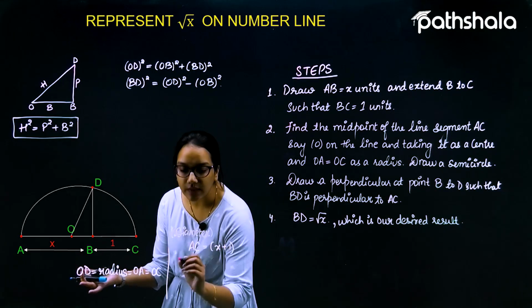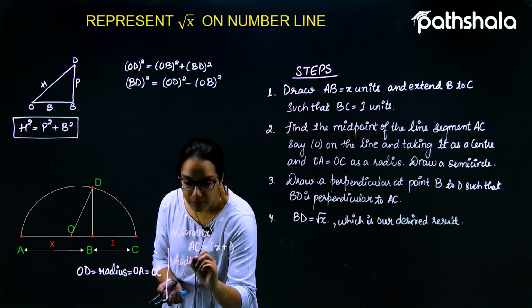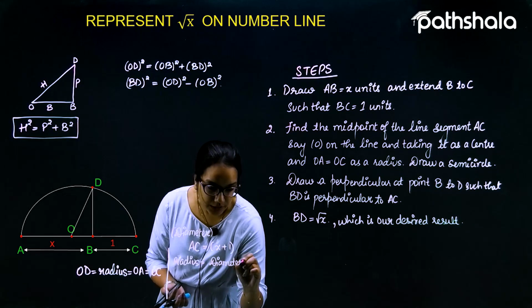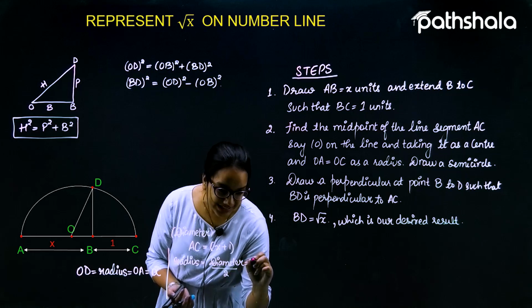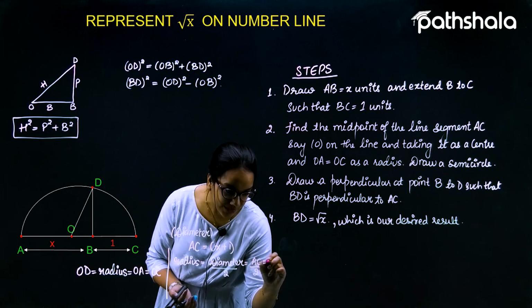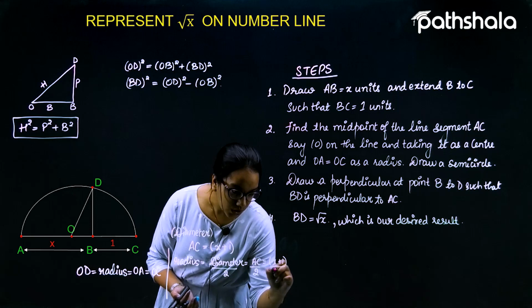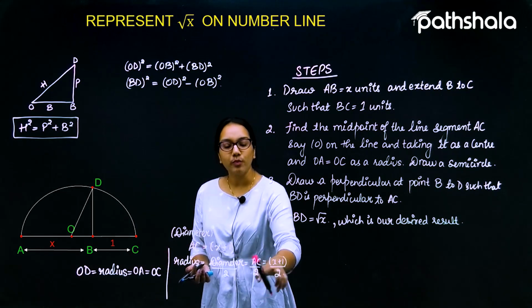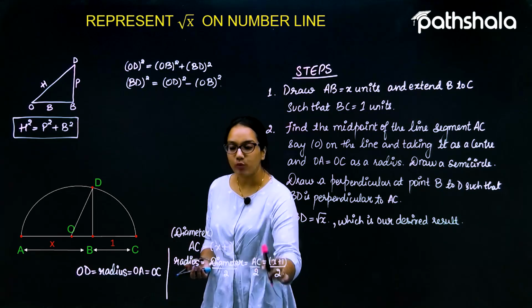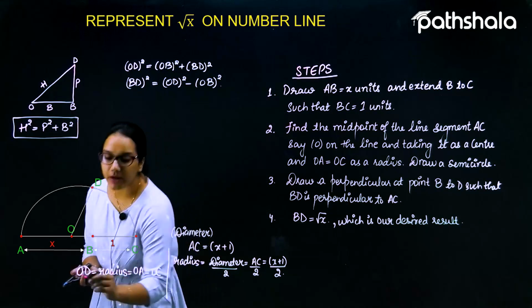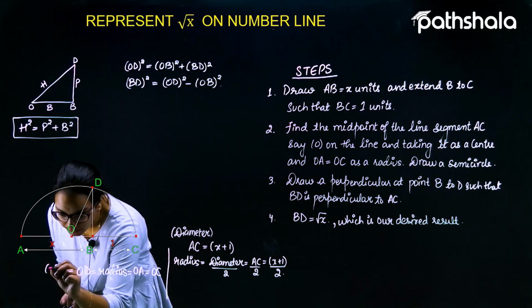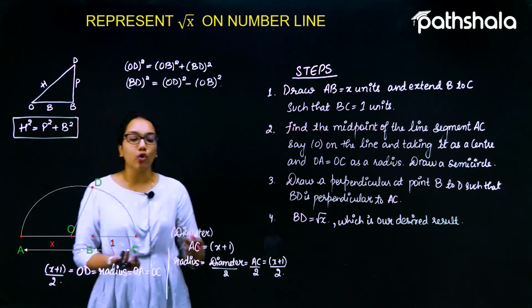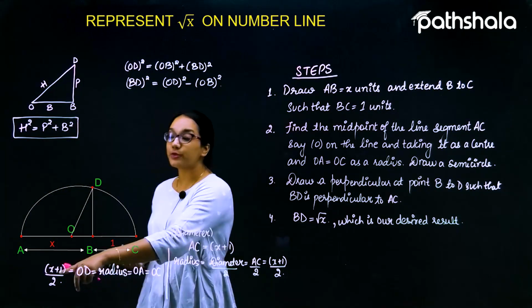So radius is nothing but half of the diameter. The diameter was AC, so AC by 2. What is the value of AC? AC is x plus 1, and divided by 2, so it will be x plus 1 divided by 2. So the radius is nothing but x plus 1 divided by 2, so the value of OD will be x plus 1 divided by 2. Hence the value of OD here is nothing but x plus 1 by 2.